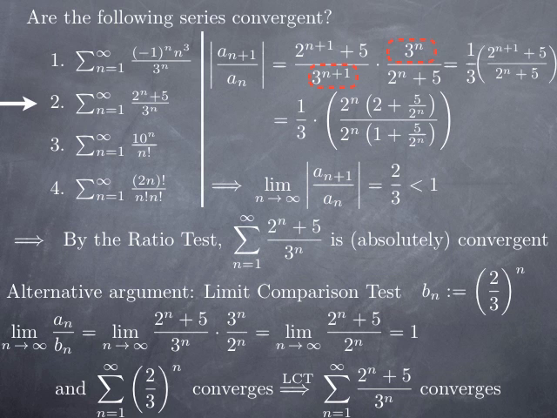It's a geometric series of common ratio 2/3. Therefore it is convergent because the common ratio is in absolute value less than 1. So by the limit comparison test, the series of An is also convergent. That's an alternative way to deal with that one.